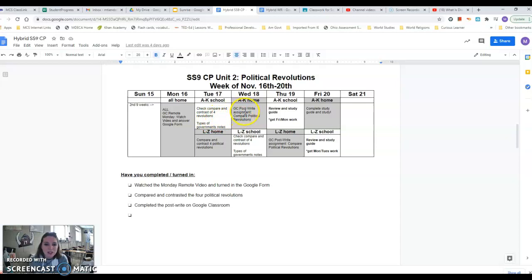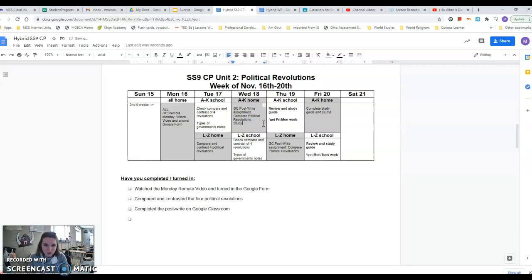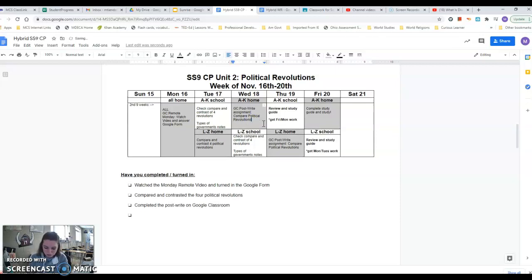Your at-home assignment for Wednesday or Thursday, depending on if you're A to K or L to Z, will be a post-write assignment comparing those 4 revolutions. So using the notes, the assignment that you did for Tuesday or Wednesday, you're going to use that to answer a post-write assignment and to work on a study guide for this unit test.